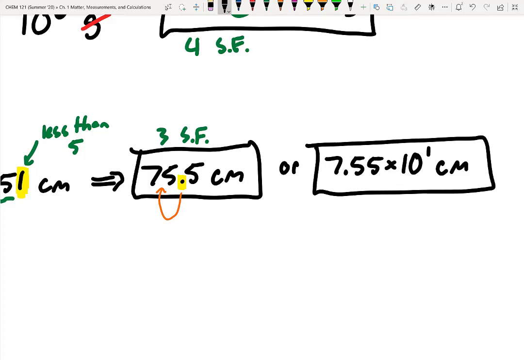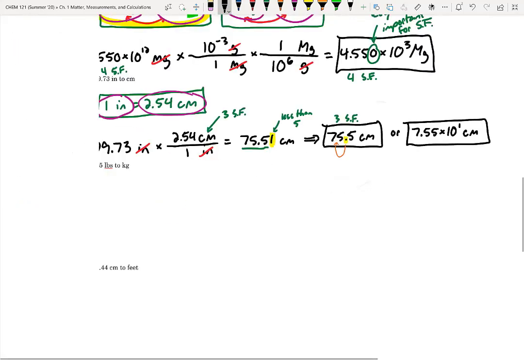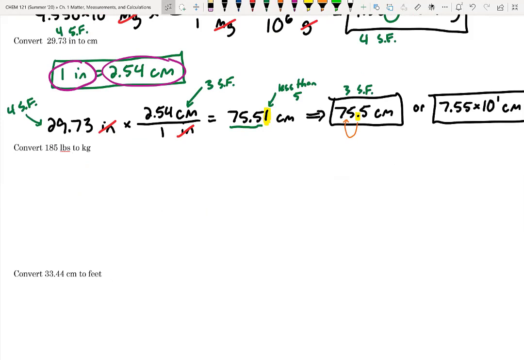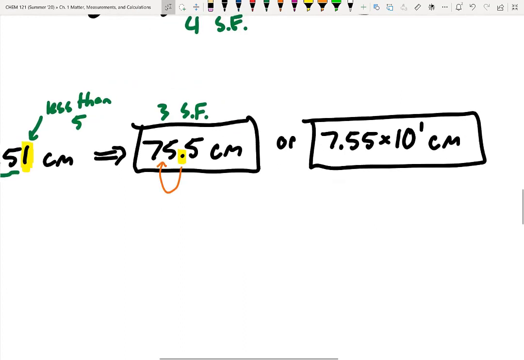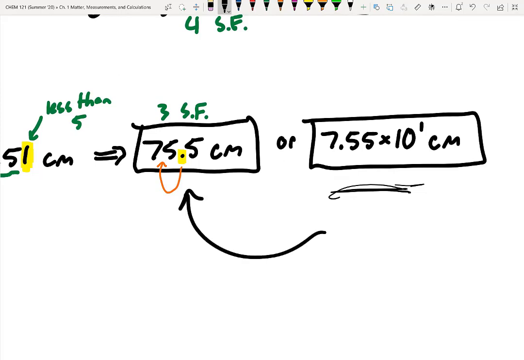Wouldn't it be the negative one? Not quite. When you move to the left, it goes positive. When you go to the right, it would be negative. Another way of really quickly checking it is if you did this multiplication problem in your calculator, 7.55 times 10 to the 1, it should spit out this as a right answer, right? So yeah, that's right.